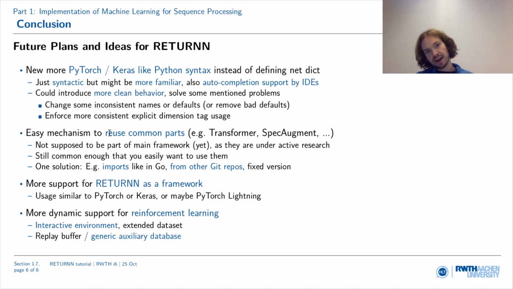Another aspect is to have some concept to reuse common parts, like transformer or similar blocks. For example, you can introduce a concept where you import some code from some Git repository, like we have our returnn-experiments repository with many of these already defined. Then more support for RETURNN as a framework to use it more in a way like you would use PyTorch or Keras. And also reinforcement learning. For that we already support most things, but you would maybe add a few extra features for a more interactive environment, so extended dataset. Replay buffer, so here you would have some generic auxiliary database. That's an extension of what we have already.